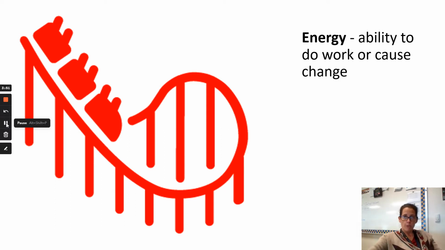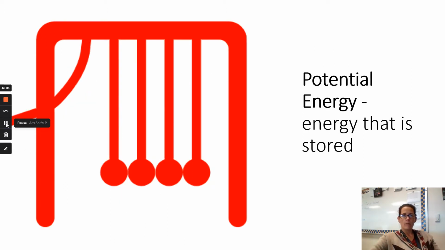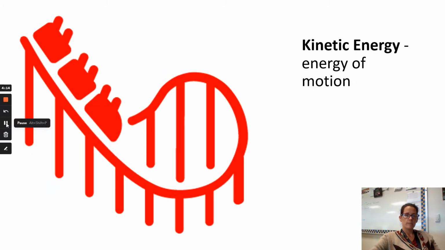So the first word in our vocabulary list is energy, and energy is the ability to do work or cause change. The two main types of energy that we're going to be talking about are potential energy, which is energy that is stored, and kinetic energy, which is the energy of motion.